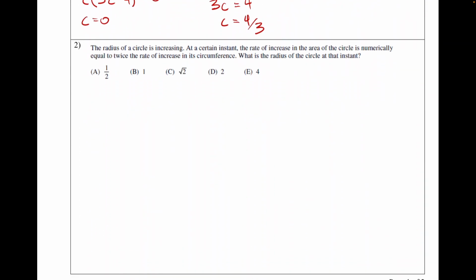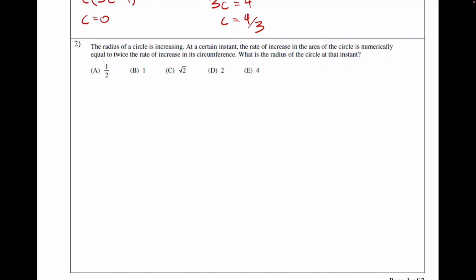All right. In number 2, the radius of a circle is increasing at a certain instant. The rate of the increase of the area, so I'm talking about A prime here. A prime is numerically equal to twice, so I'm just reading this out. The rate of increase of the circumference is 2c prime, and we're looking for the radius at that point. All right, so if I take this down here, A prime is equal to 2c prime.